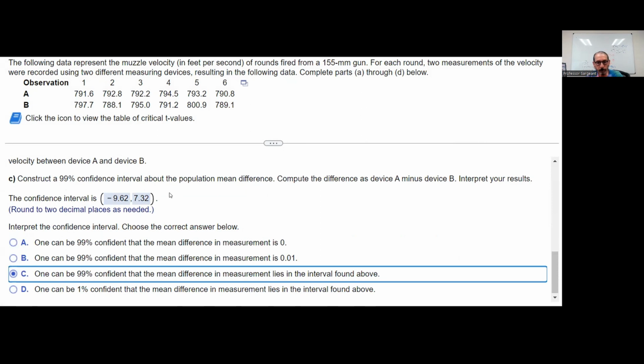But there are other things in between those two. And by the way, I know 0 falls in between because it goes from negative to positive. But we could be 99% confident about a value for the population mean difference. Anything that's in between there could have 99% confidence.